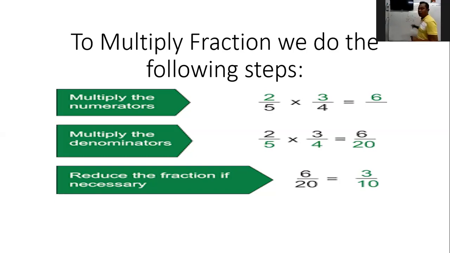6 divided by 2 is 3. 20 divided by 2 is 10. Simplest answer or the lowest term. We reduce 6 over 20, and now the final answer that we have now is 3 over 10.